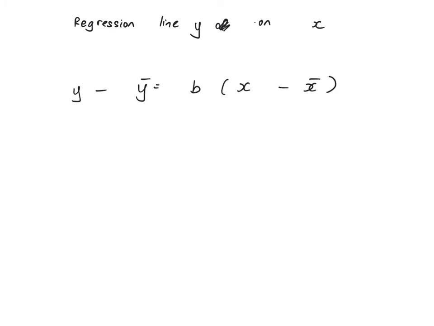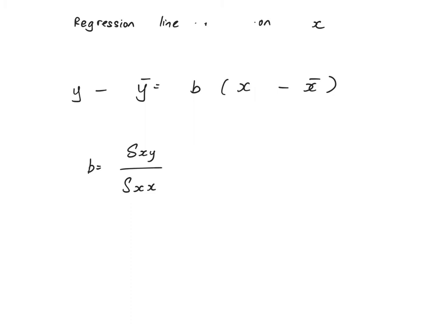To now find, remember just now we were doing the regression line of y on x. Then the equation was y minus y bar equals b times x minus x bar, and b originally was equal to the summation of xy over the summation of xx. This was the regression line of y on x.